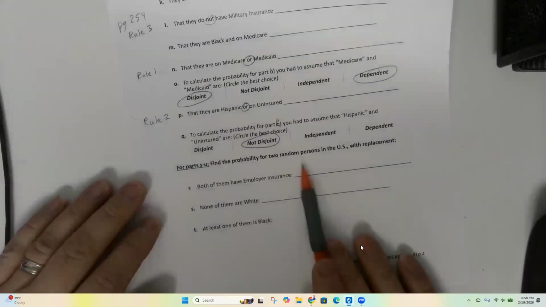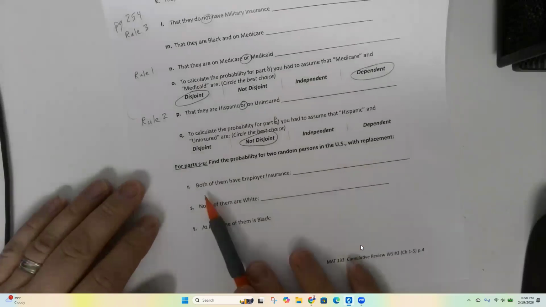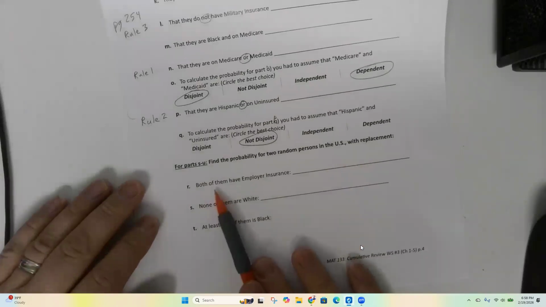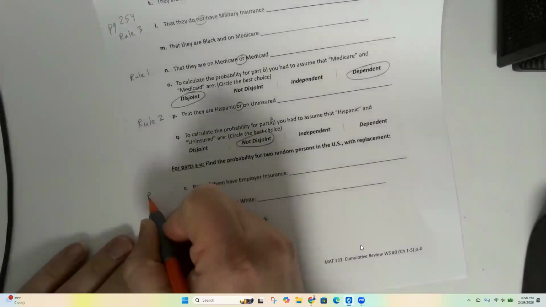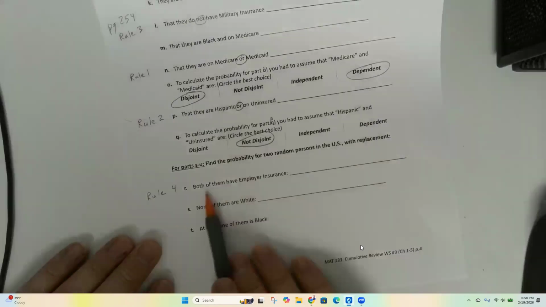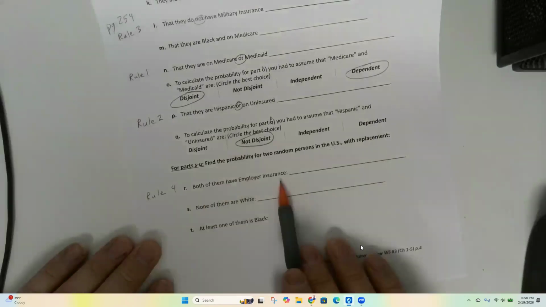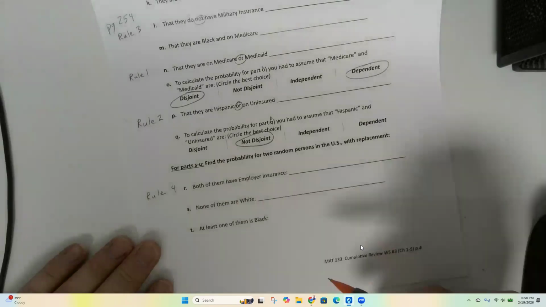Find the probability for two random people in the US, with replacement, that both of them have employer insurance. That'll be rule four on page 254. You'll calculate the probability that one person has employer insurance and then multiply that by itself.